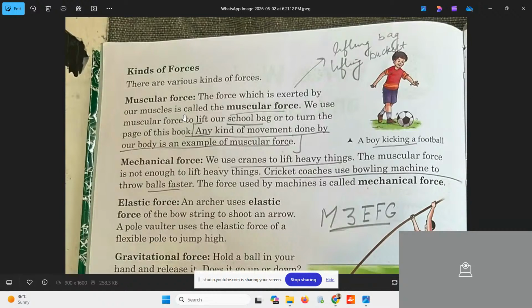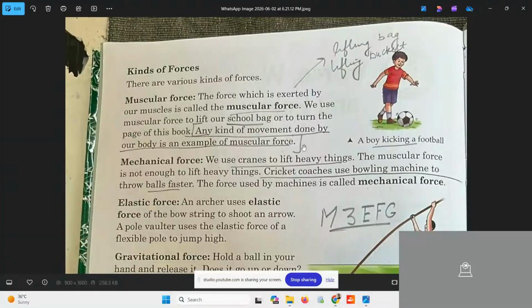What is meant by applied by muscles? For example, you are pushing someone, you are lifting a bag, a laptop, a charger, or you are shaking hands with someone. Any activity where you feel a muscle is involved is called muscular force. Other examples are lifting your school bag, opening the door, closing the door. Any kind of movement done by our body is an example of muscular force.